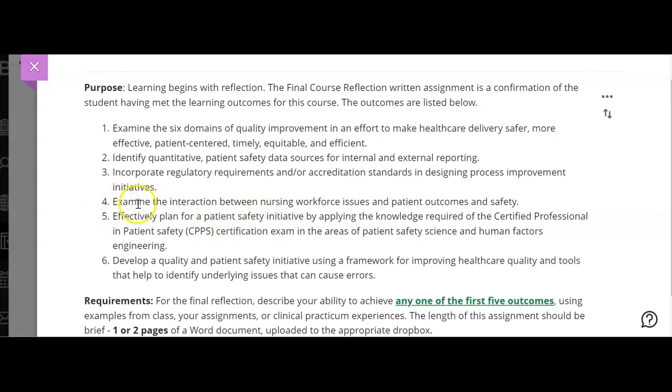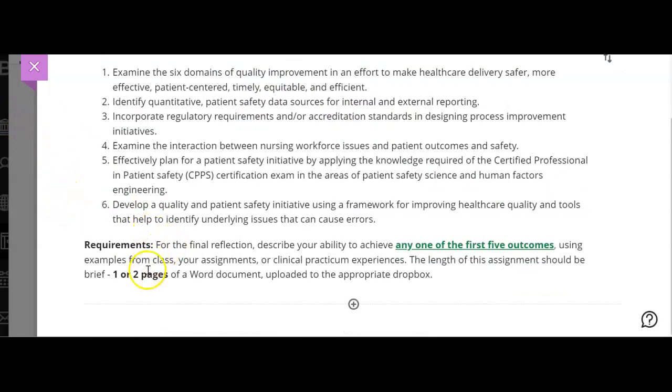So maybe you're looking at outcome number 4, examine the interaction between nursing workforce issues and patient outcomes and safety. How did you meet that learning outcome? So pick 1 through 5. It should be really brief, 1-2 page max, as I said. Make sure your name is on it, but you don't need a title page. You don't need to have any APA. This is a time for you to reflect.